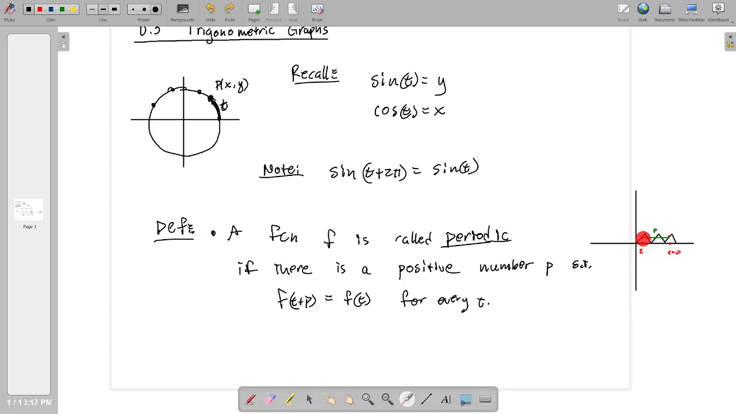Notice that the y value associated with the t is the same as the y value associated with t plus p. Now, as we move this line segment of length p around, that will always be true. The y value associated with the x value on one side of the line segment will always be the same as the y value associated with the x value on the other side of the line segment.